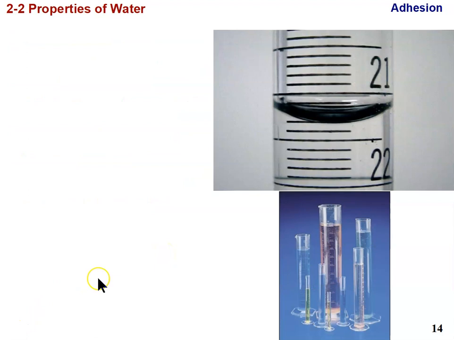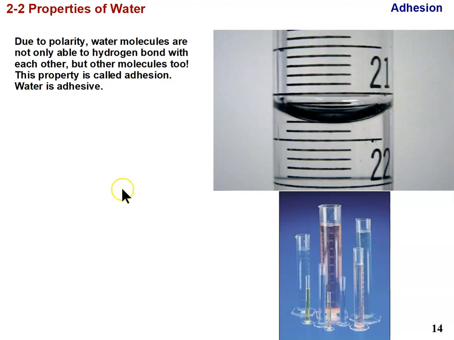Water is not only cohesive and sticks to itself, it's also adhesive and sticks to other things. So just like it can form hydrogen bonds with itself, it can form hydrogen bonds with other molecules. And that's known as adhesion. Just like tape is adhesive tape, right? It sticks to other things. Water will stick to other things. And it all goes back to the fact that water is polar and will form hydrogen bonds. So, like I said, all these different properties go back to that.